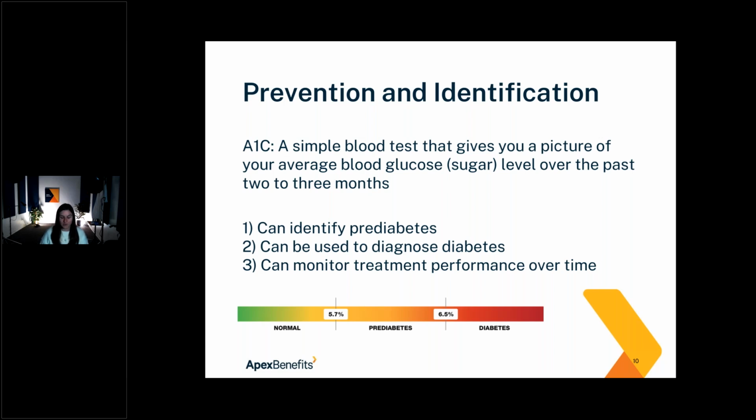So what is an A1C? An A1C is the simple blood test that gives you a picture of your average blood glucose, which is your blood sugar levels, over the past 2 to about 3 months. We say it's tested at least annually. Some people, especially if you have diabetes, we want to test it twice a year. This doesn't have to be fasting because, again, it's looking at about 3 months of history, not just the past 24 hours.